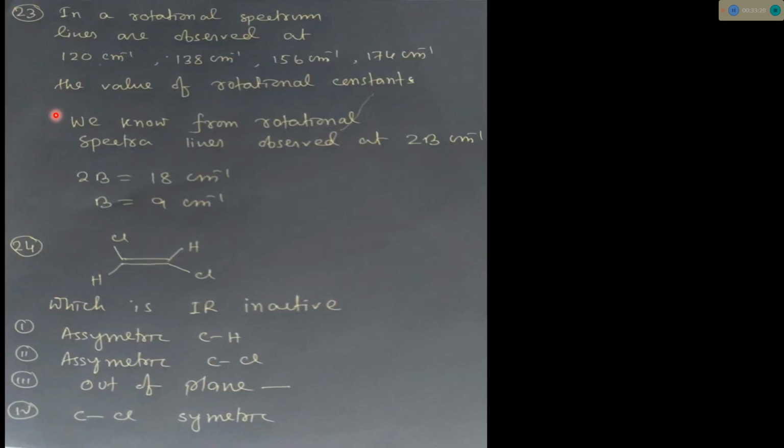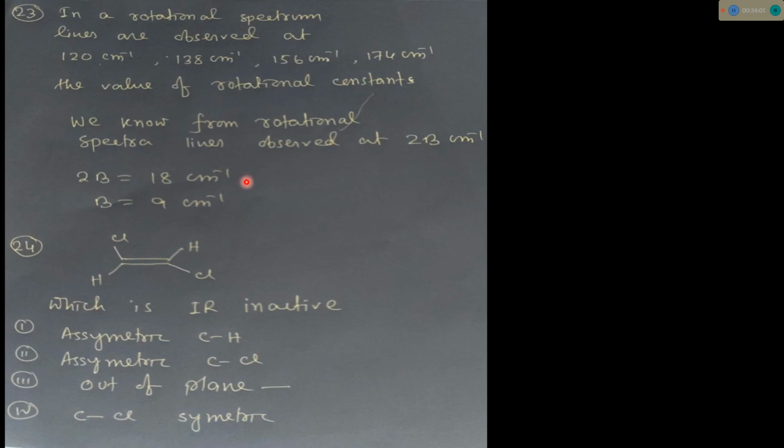So the second question was a very easy question, related to microwave spectroscopy, meaning rotational spectroscopy. So in a rotational spectrum, lines are observed at 120, 138, 156, 174. The value of the rotational constant? So see, the value is 120, 138, which means 18 difference. 138, 156, 18 centimeter inverse difference. 174. So these differences are 18 centimeter inverse. So we all know the rotational spectral lines are observed at 2B centimeter inverse.